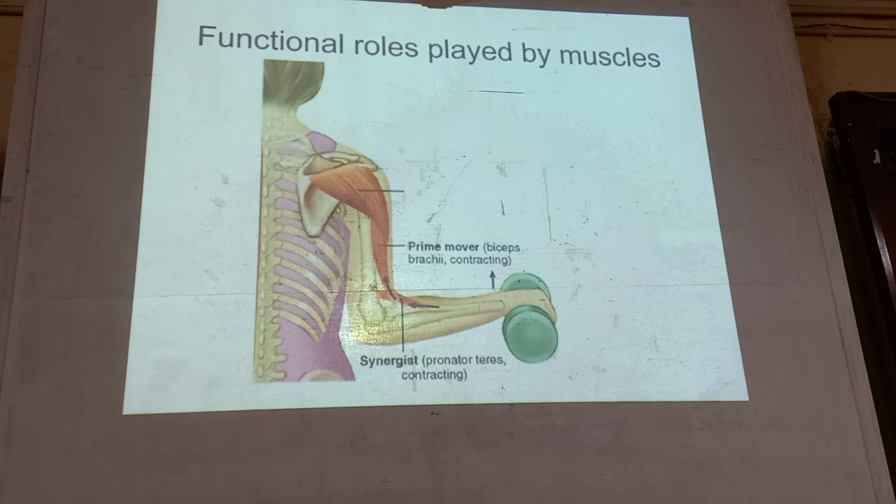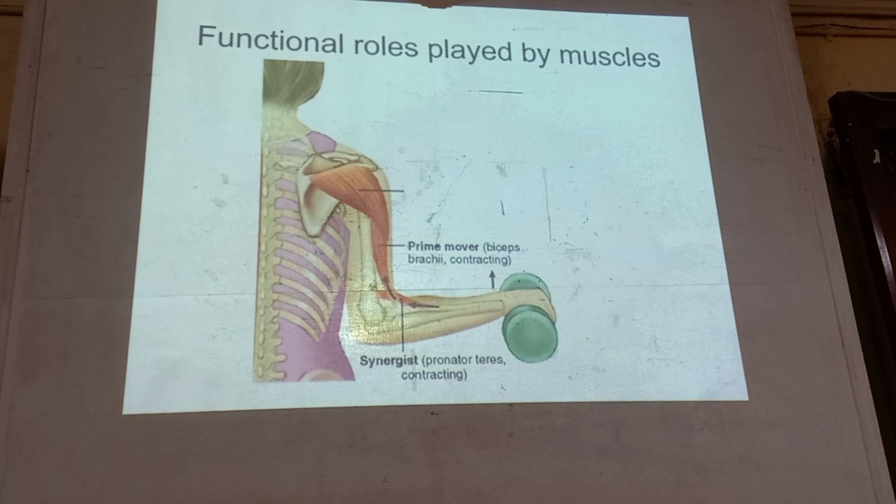If pronator teres and biceps both contract, biceps has the action of supination, pronator teres has the action of pronation. So pronation and supination will cancel out each other. That results in only flexion by biceps. So when you are lifting up a dumbbell in prone position, brachialis and biceps both act as prime movers, and pronator teres acts as synergist to biceps to prevent the supination action of biceps.